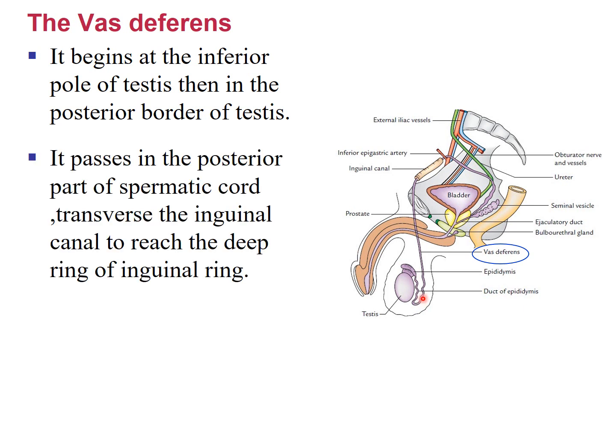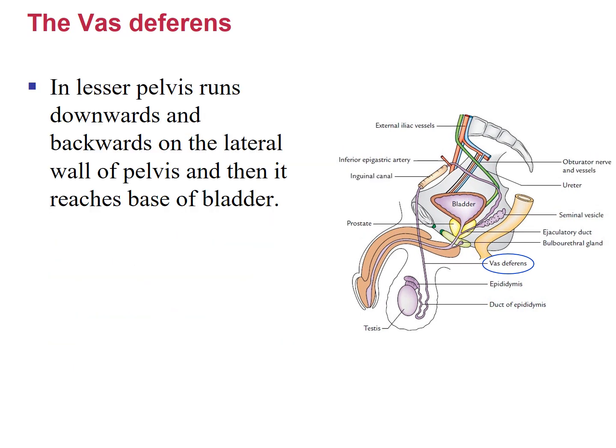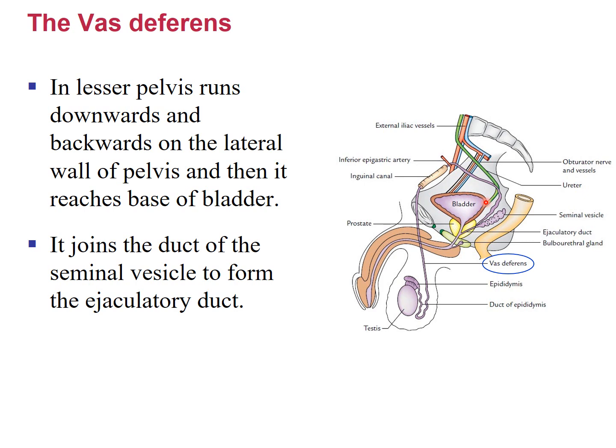It passes in the posterior part of the spermatic cord and traverses the inguinal canal. From there it reaches the deep inguinal ring. In the greater pelvis it hooks around this artery, the inferior epigastric artery. In the lesser pelvis it runs downward and backward on the lateral wall of the pelvis. Then it reaches the base of the urinary bladder. It joins with the duct of the seminal vesicle to form the ejaculatory duct. So you have the seminal vesicle here.